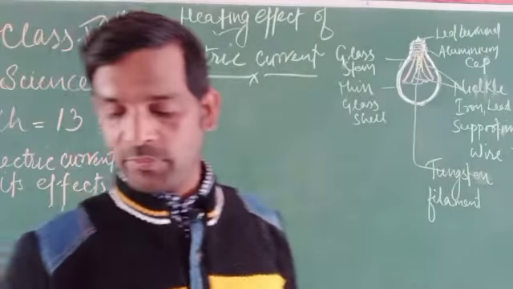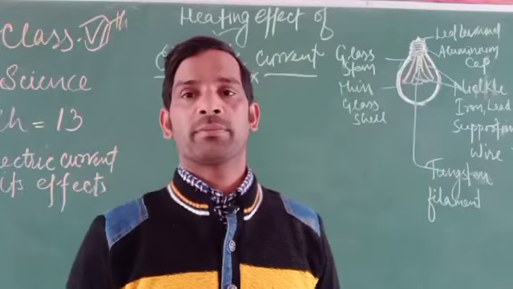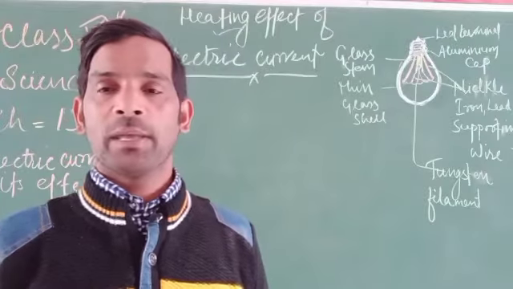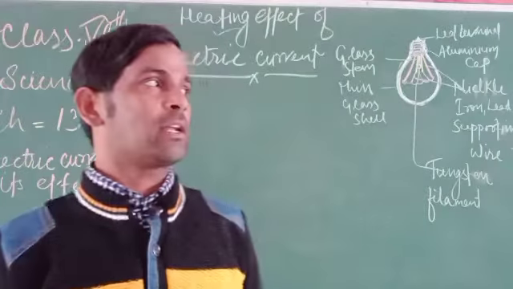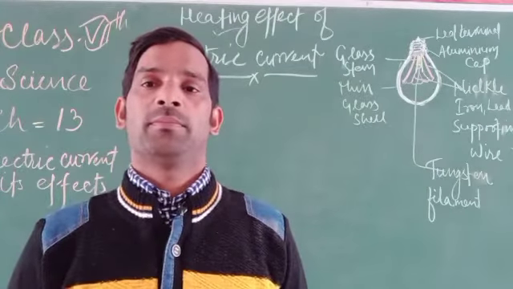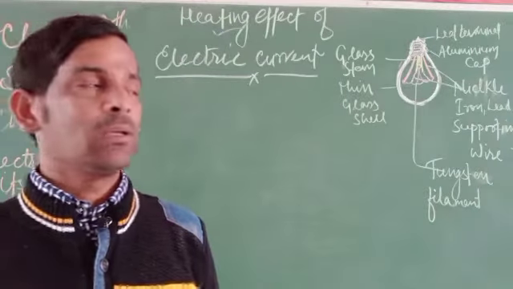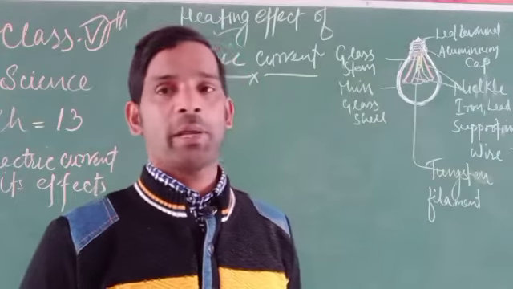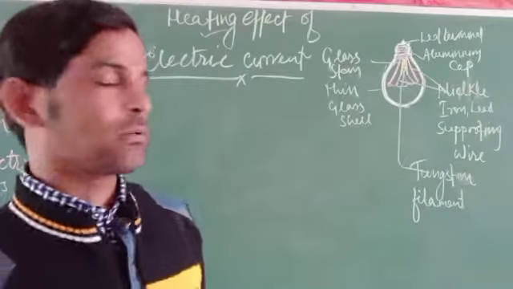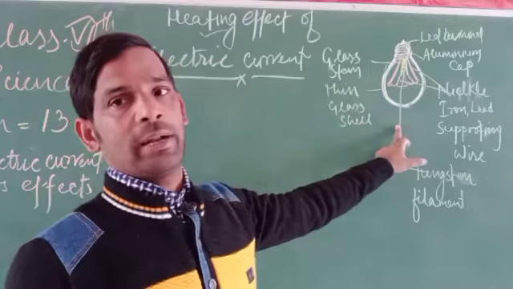Before reaching this, we'll have to know what the heating impact is. Heating impact means what? When electric current is continuously supplied in an electric conductor, this conductor heats up, and by heating it produces light and heat as well. Now we will discuss the heating effect of electric current.